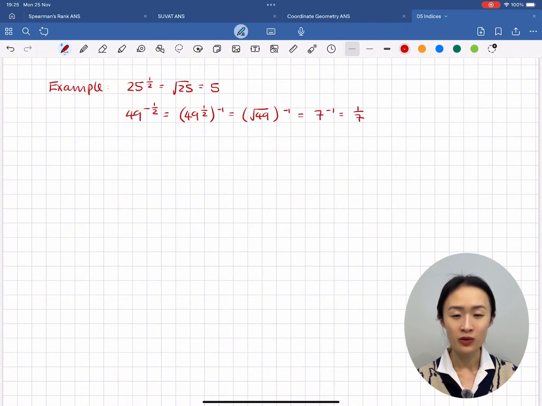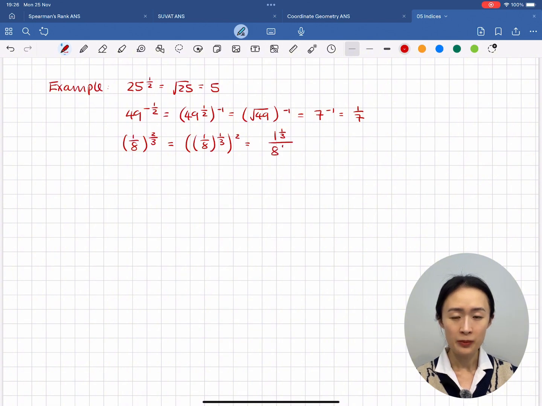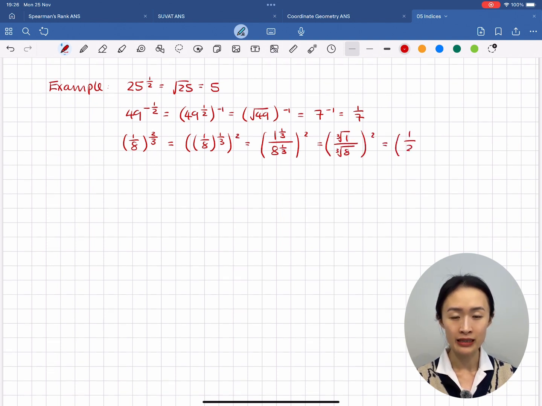Moving on to the next one, 1 over 8 to the power of 2 over 3. 2 over 3, I can write it as 1 over 3 times 2. So 1 over 8 to the power of 1 over 3. That means take cube root of 1 over 8, which is a half. Now we can also do cube root of 1 over cube root of 8. And that will also give us 1 over 2 in the end. And then I need to raise it to the power of 2. That gives us a quarter as a final answer.